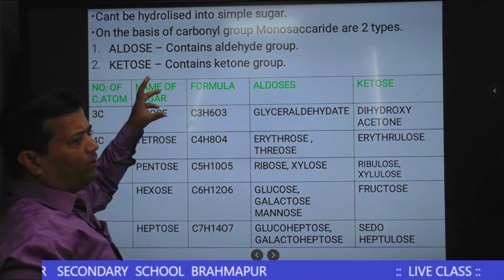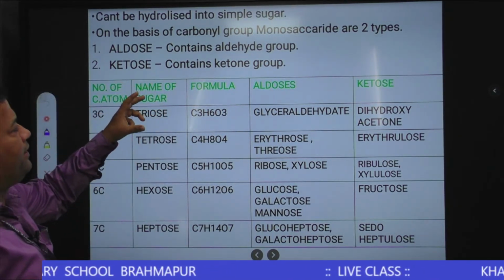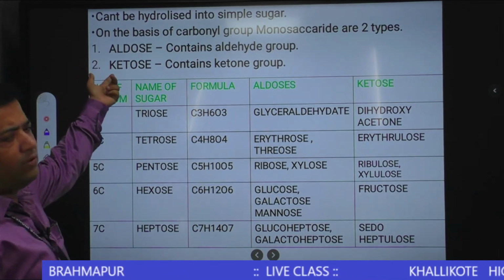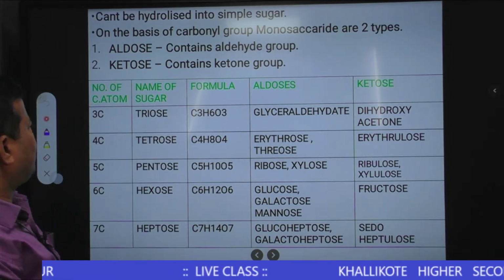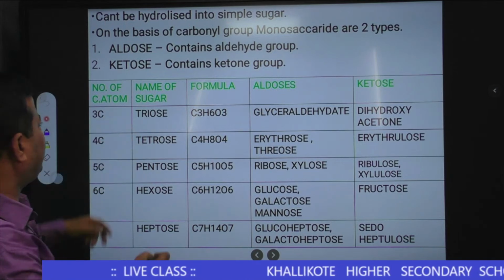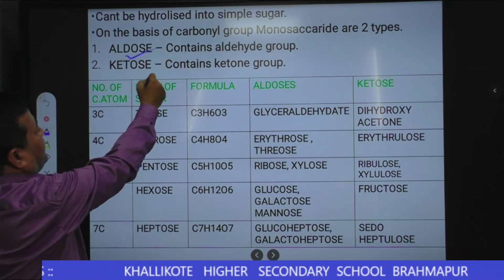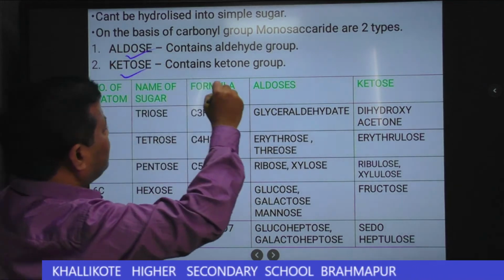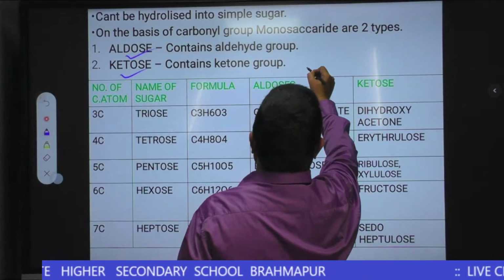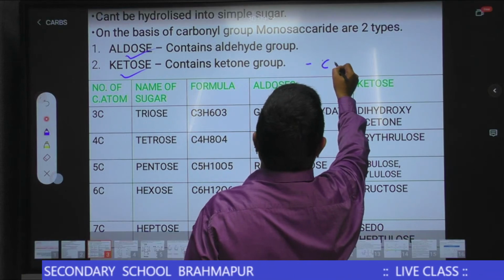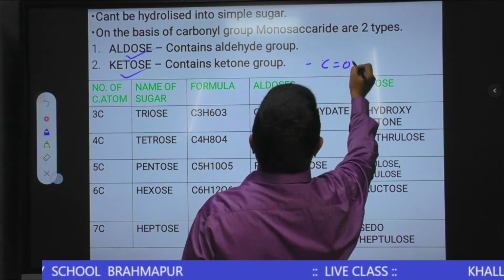So all monosaccharides are classified into two types. One is aldose sugar, second is ketose sugar. When an aldehyde group is present, that is called an aldose sugar. When a ketone group is present, that is called a ketose sugar. That is the ketone group, C double bond O.